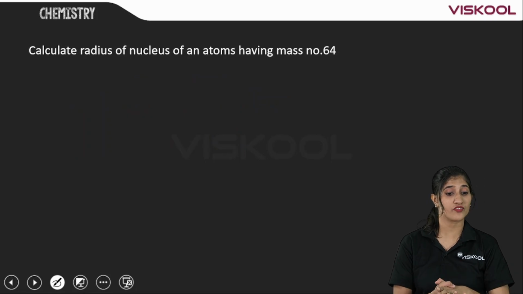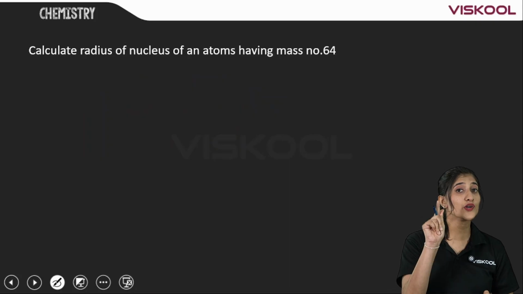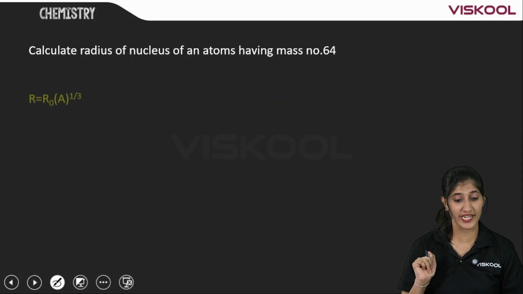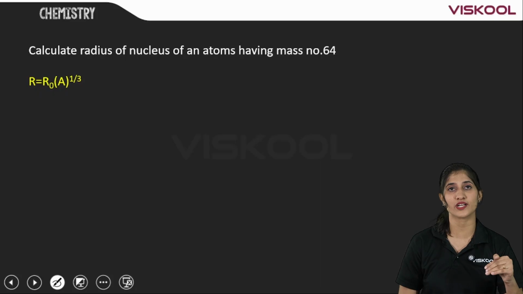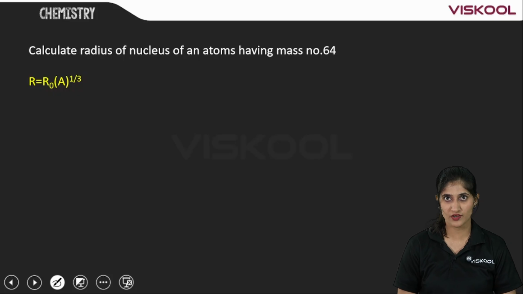Now, calculate the radius of the nucleus of an atom having mass number 64. You have a formula for the radius of the atom. R equal to R naught A raised to 1 by 3. A is the mass number. R naught is 1.2 fm, that is 1.2 into 10 raised to minus 15 meter. Okay. So you can calculate the R value, right?